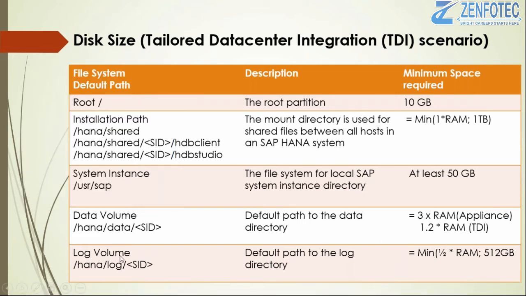Same here we have the log volumes. The minimum is half of your RAM and the maximum is 512 GB. If you put 1 TB, then the extra 512 GB will never be used. The HANA database uses up to 512 GB of log volumes only, so if you put more, it will be unused. So the maximum size for the log volume is 512 GB, and the minimum depends upon your RAM: your RAM divided by 2, half of your RAM. This way you can calculate the disk.